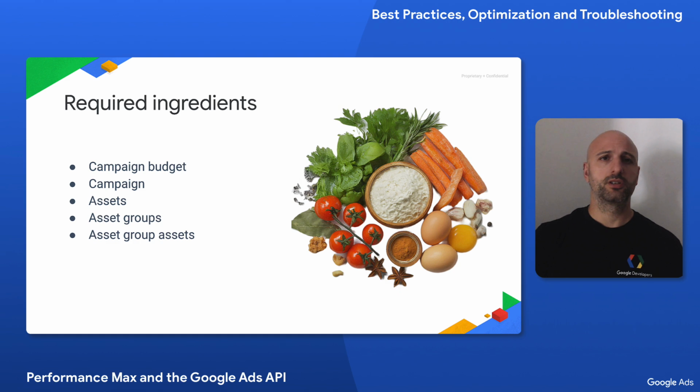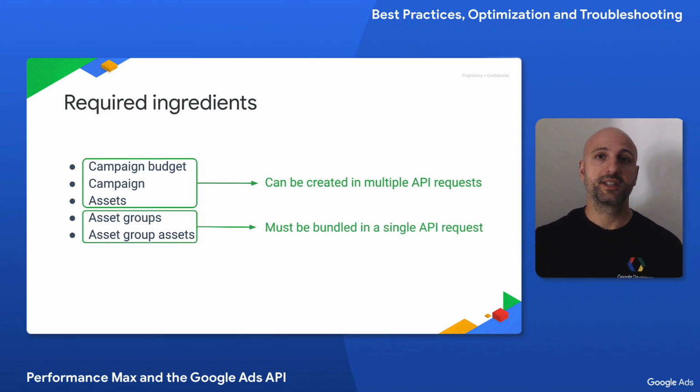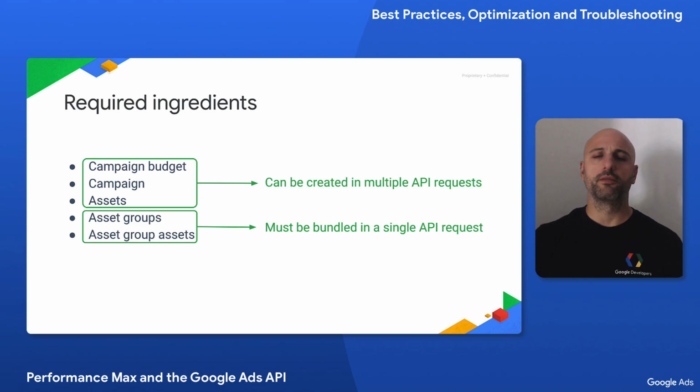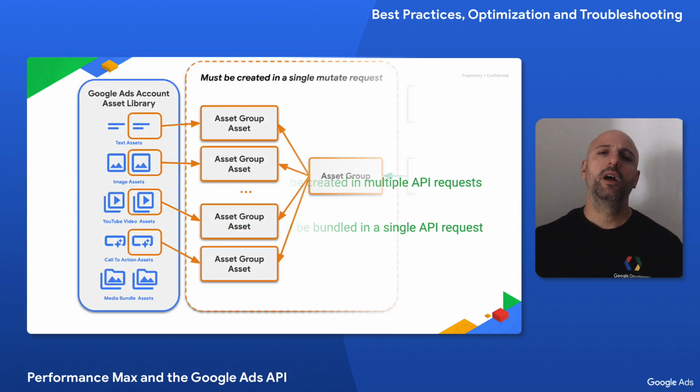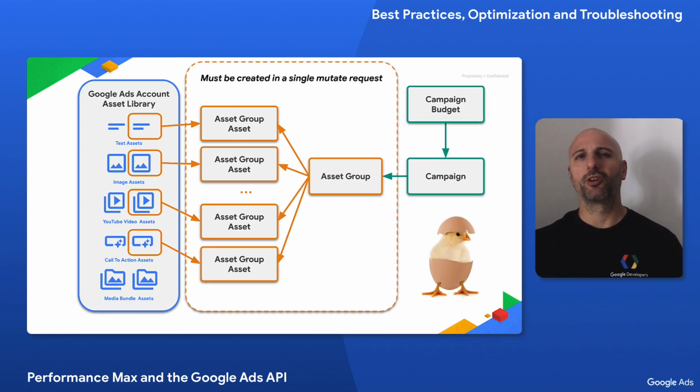The campaign budget, the campaign itself, and the assets can be created in separate moments and with separate API requests, while the asset groups and the asset group assets need to be created together in a single request. You can think of this as an atomic transaction that needs to happen all at once. Asset groups can't be created without the required asset group assets, but the asset group assets need to exist within an asset group. It's kind of a chicken and egg problem in that you cannot create one before the other, so they need to be created together.